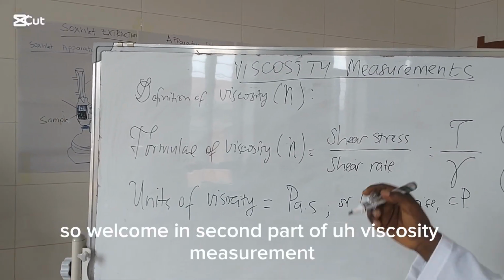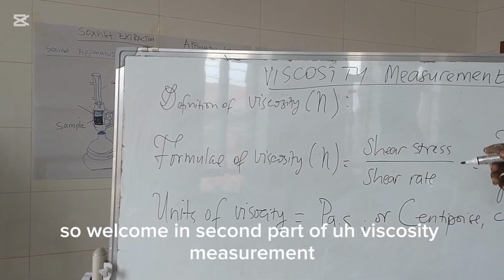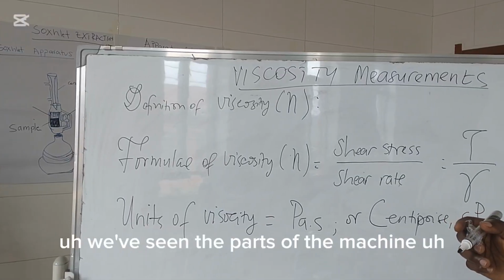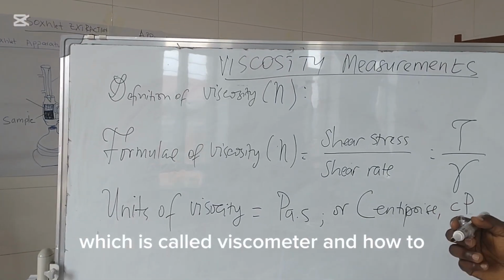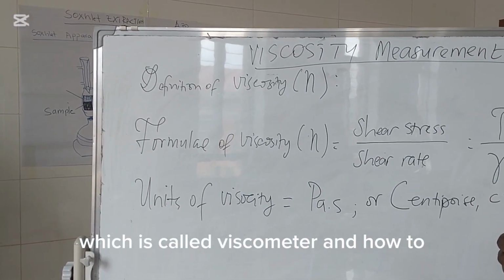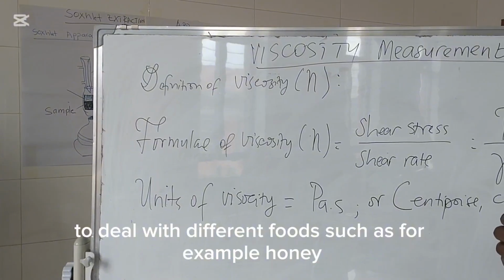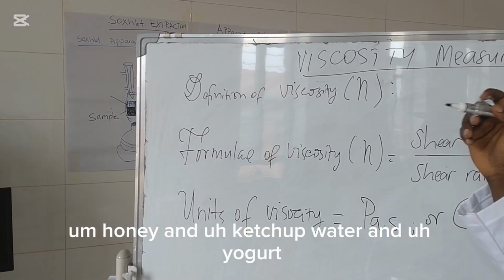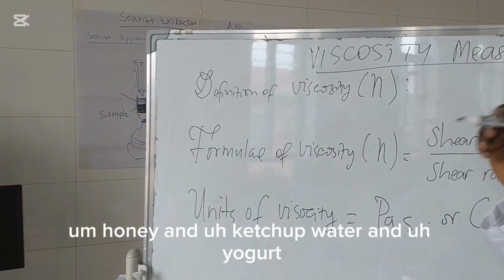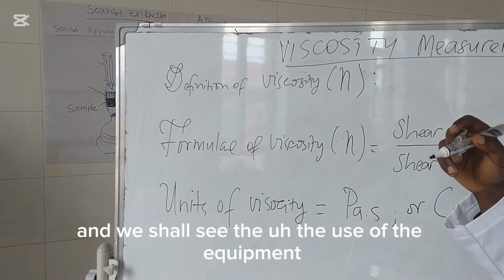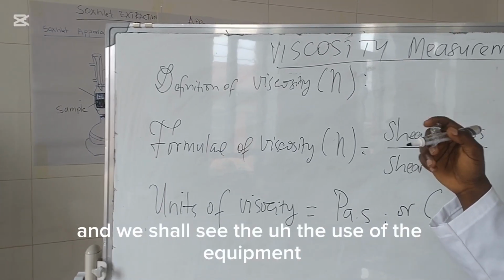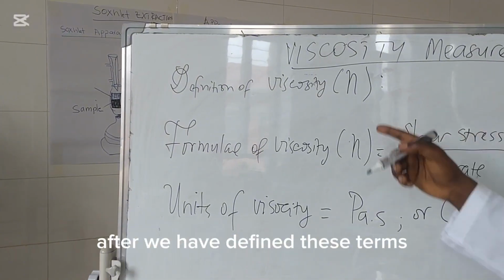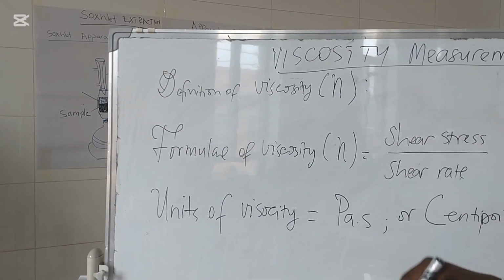So welcome to the second part of viscosity measurement. We've seen the part of the machine which is called a viscometer and how to deal with different fluids such as, for example, honey and ketchup, water and yogurt. And we shall see the use of the equipment after we have defined these terms.